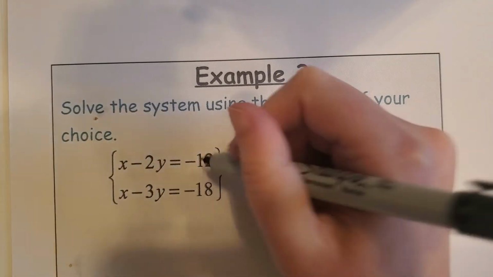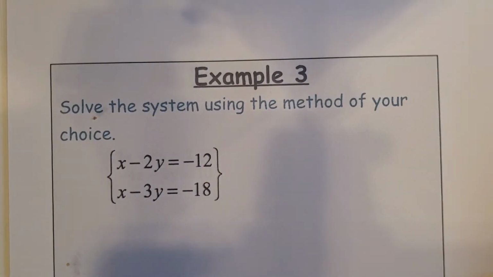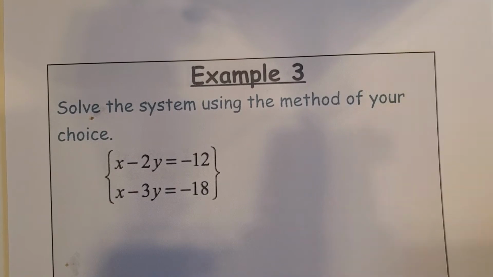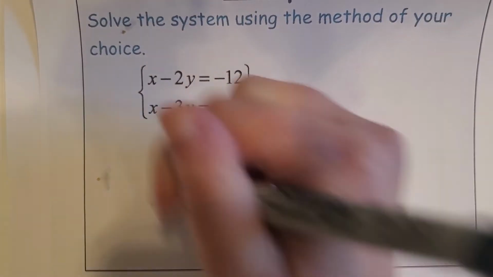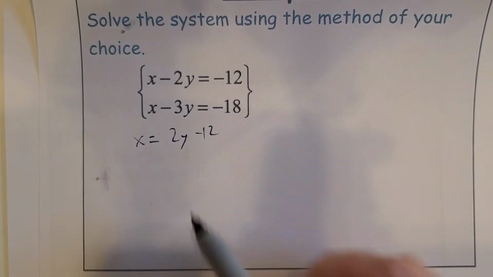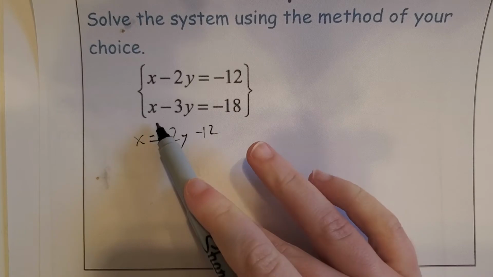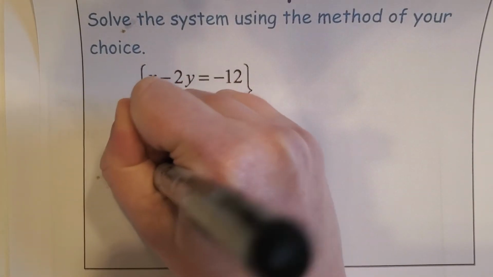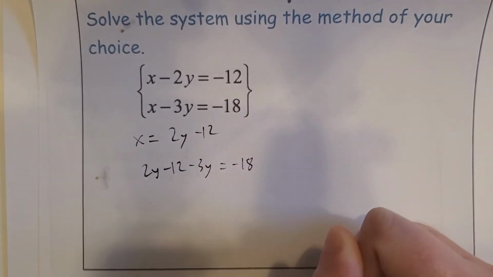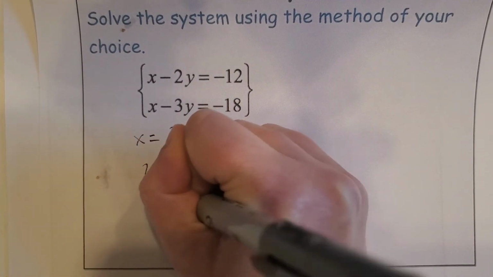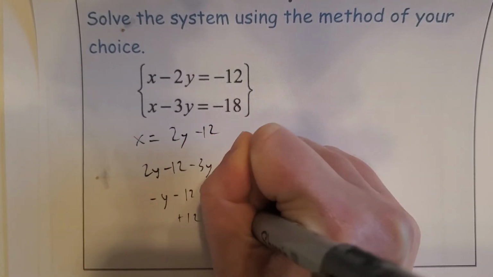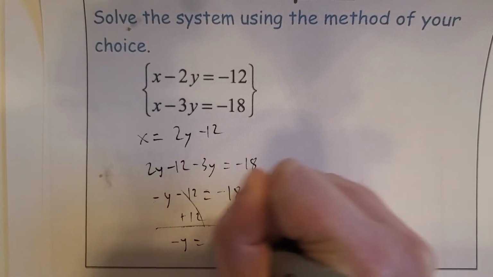So I'm going to solve the first one, let's say, for x, because that seems pretty easy. You would add 2y to both sides. And you would get x is equal to 2y minus 12. Then we're going to plug 2y minus 12 into the second equation for x. So 2y minus 12 minus 3y is negative 18. Negative y plus 12. So this is negative 6.